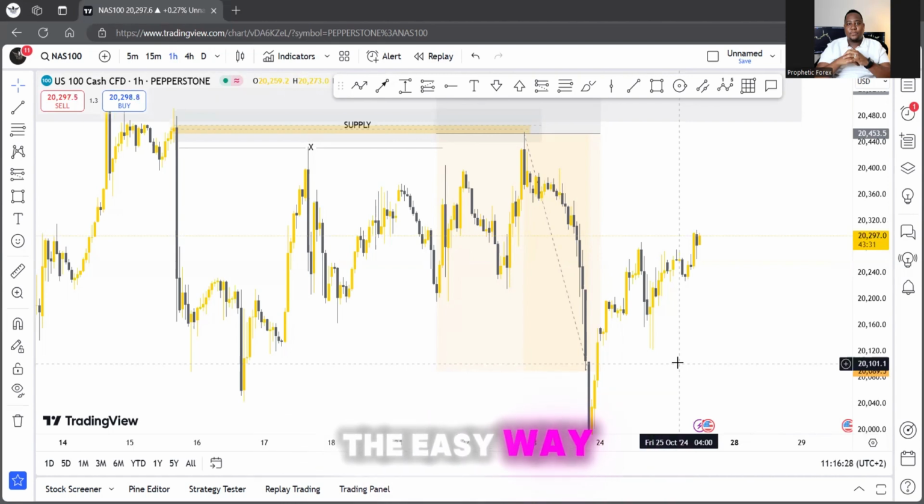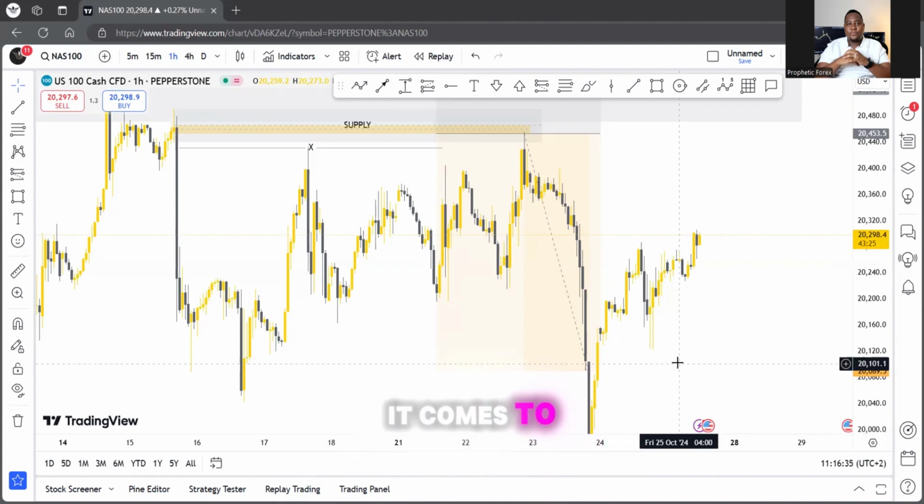People want the easy way. This is not the easy way. There's a lot to trading. It is rather a marathon than a sprint when it comes to trading.